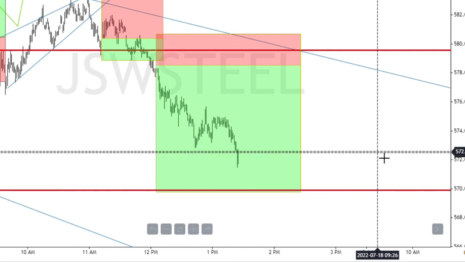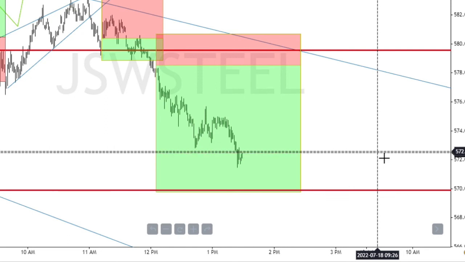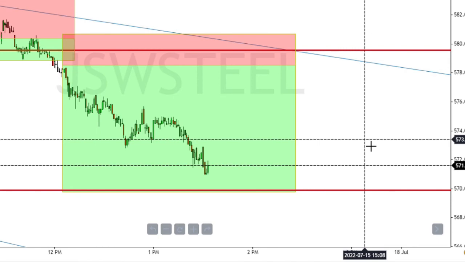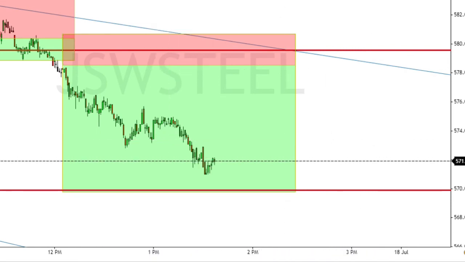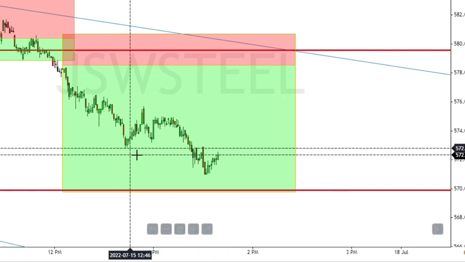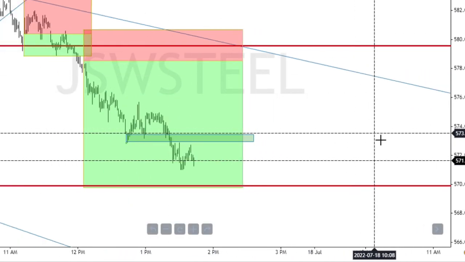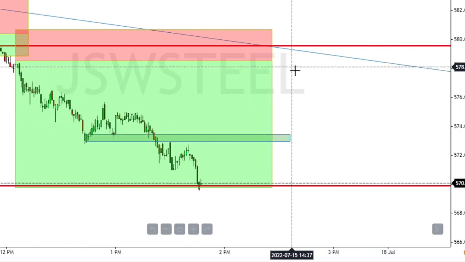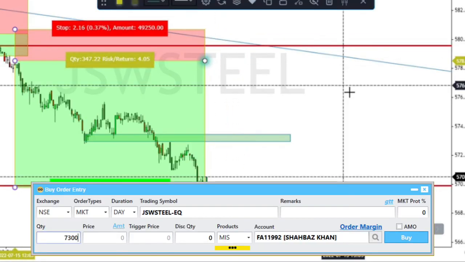Let's see how it reacts. Okay, let's draw an area here. If it rejects that, we may, okay, I hit the target. Let me exit from the target as soon as possible. Okay, I am exiting it.